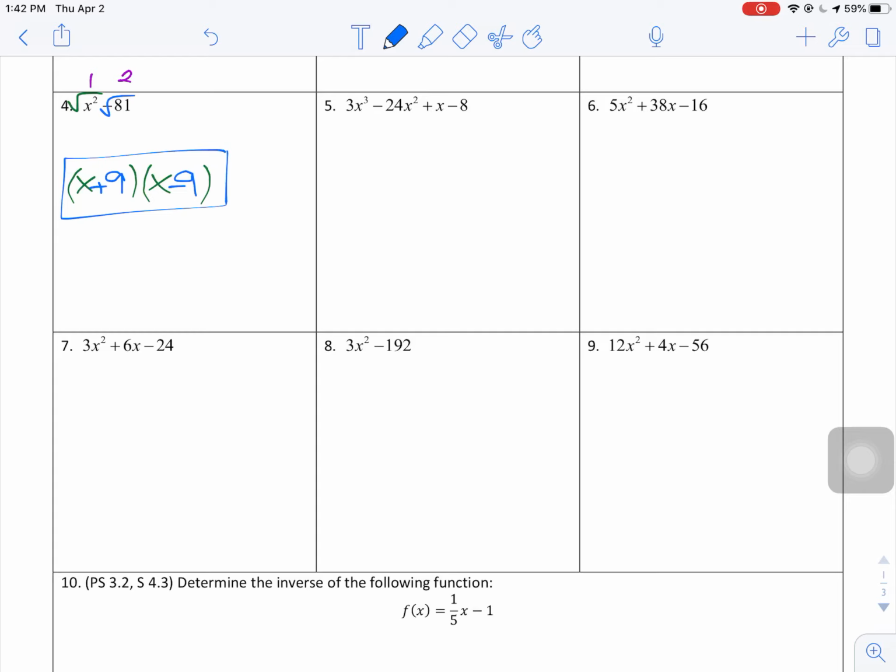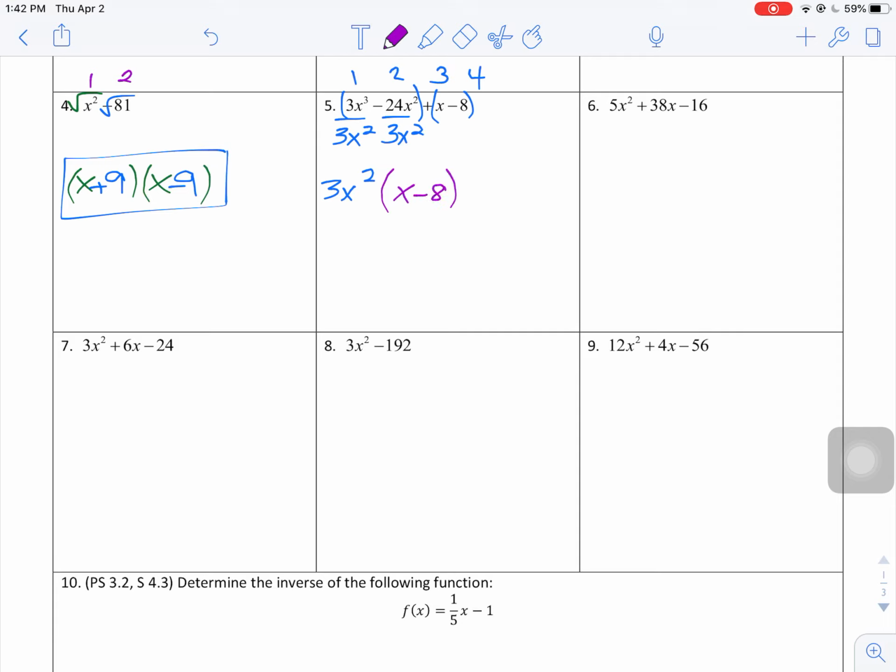No. We have 1, 2, 3, 4 terms. So since we have 4 terms, we should try factor by grouping. So I'm going to group the first 2 terms in parentheses, and then I'm going to group the second 2 terms in parentheses. The GCF of those first 2 terms is 3x squared. So we're going to divide out a 3x squared. And then after doing the division, you're left with x minus 8.